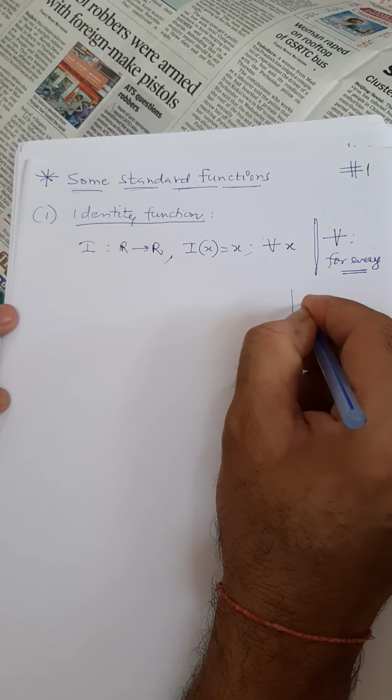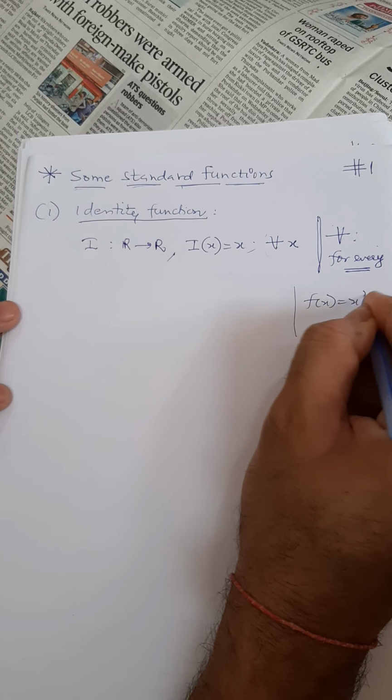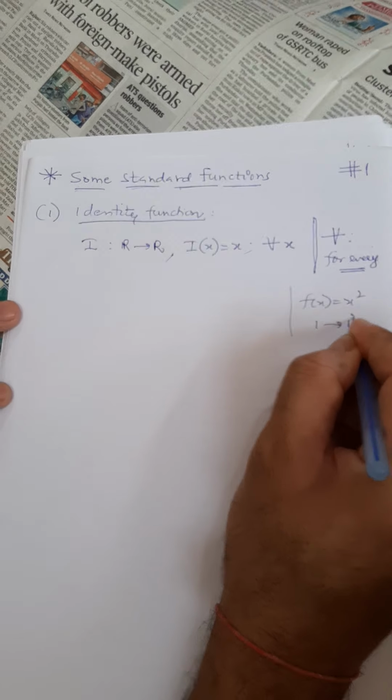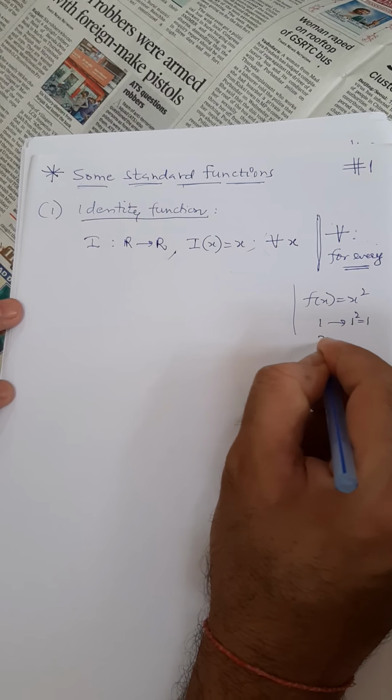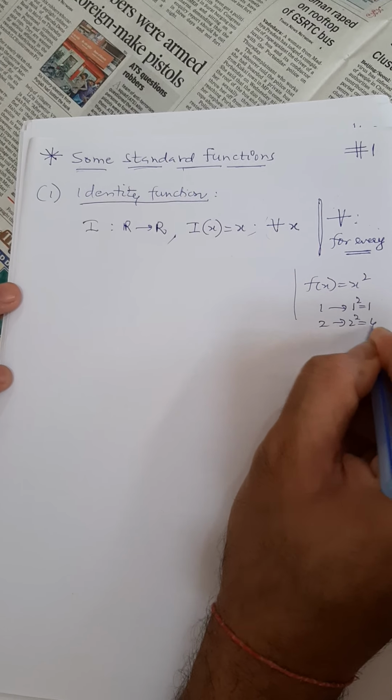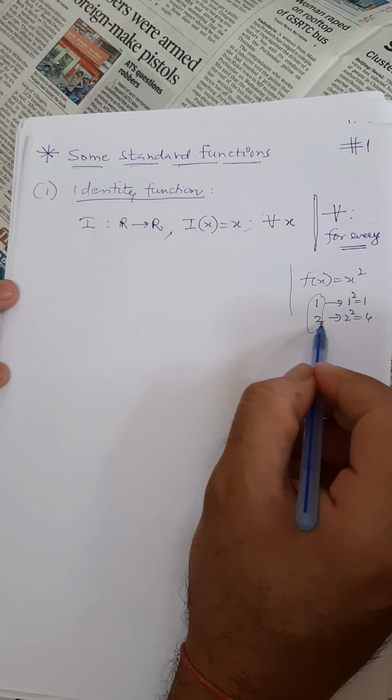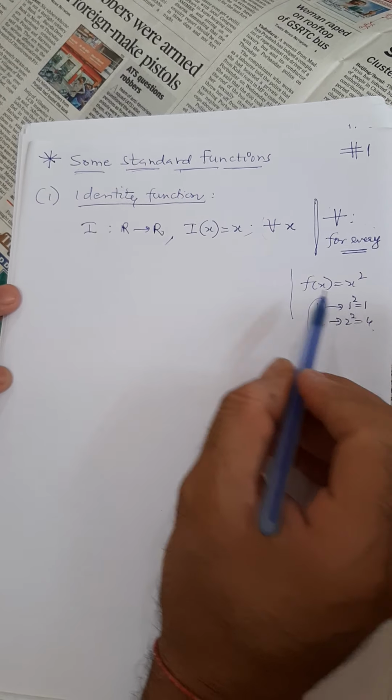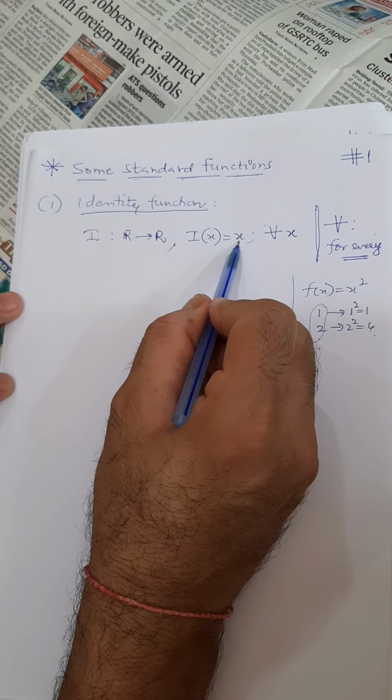If I take, for example, f(x) equals x square, you recall, then here the image of 1 is 1 square, which is 1. The image of 2 is 2 square, which is 4. So here the corresponding member would be its square. Here the corresponding member is itself.